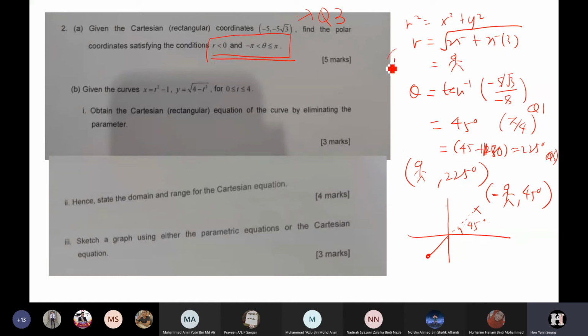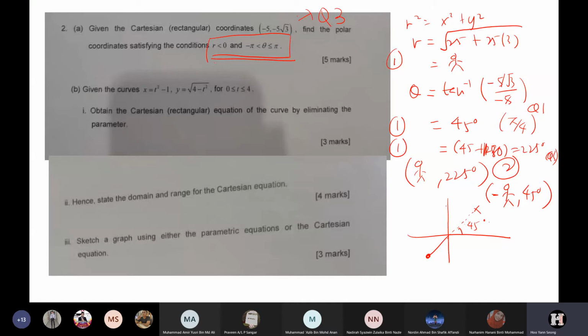Okay, kenapa? Why is this one 5 marks? Because when you find R, 1 markah. You got the correct angle is 1 markah, and then because of the reflecting everything is 2 markah, plus the final answer is 2 markah. So that's why you have 5 marks over here.